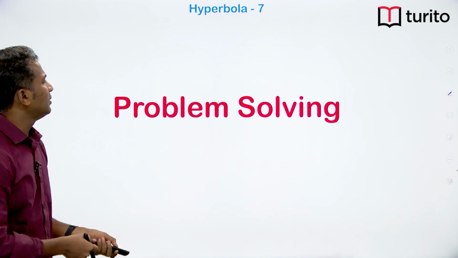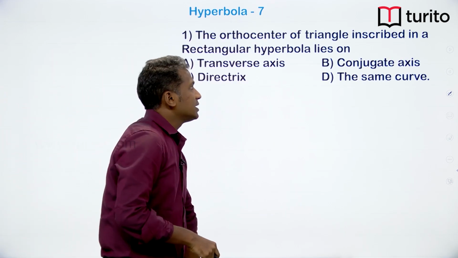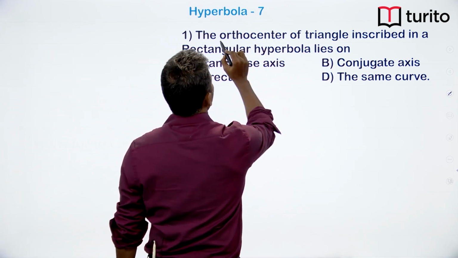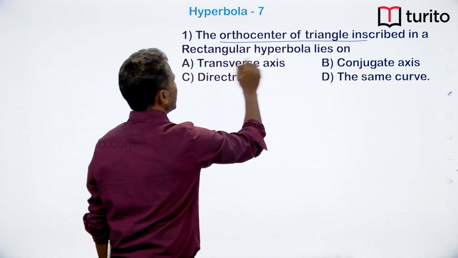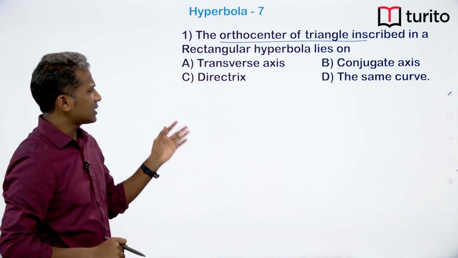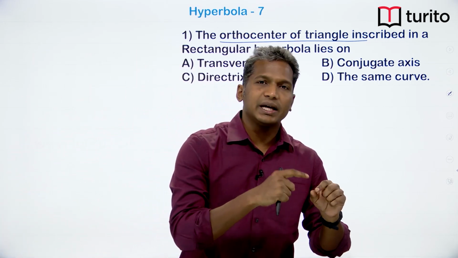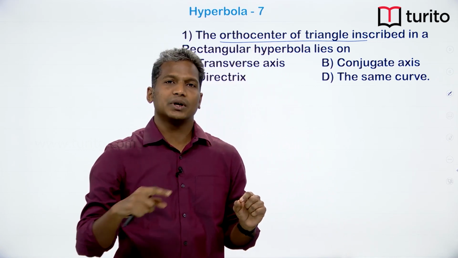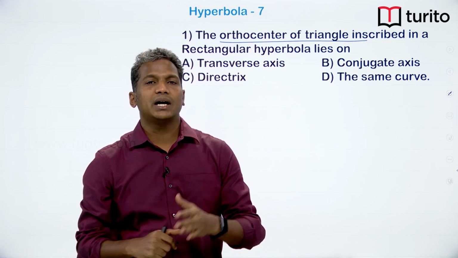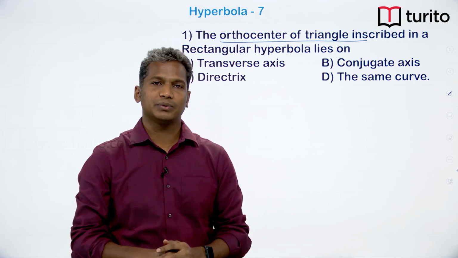Okay. Now let us go to problem solving. So here there is one question. The orthocenter of a triangle inscribed in a rectangular hyperbola lies on. In fact, this is actually a property of rectangular hyperbola. So if I take any 3 points on a rectangular hyperbola, and if I take the orthocenter of that triangle, that orthocenter must lie on the same rectangular hyperbola.